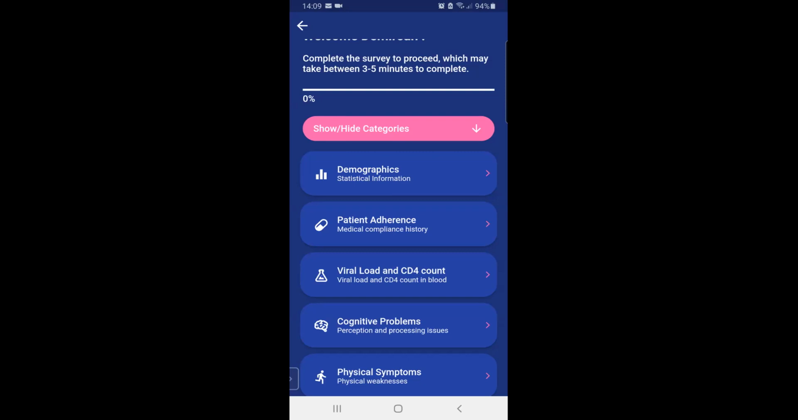Okay, so what happens is, because we ask users to complete the survey on a regular basis, periodically, this could be monthly, quarterly, or even annually, or even just before an appointment with your healthcare professional. So this is where they can complete my survey as and when needed.